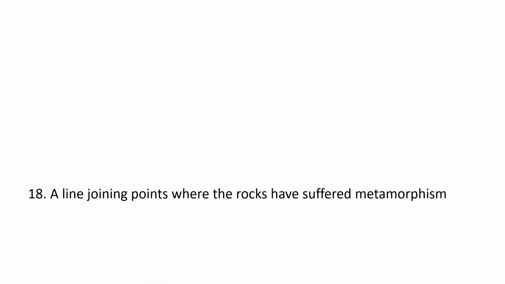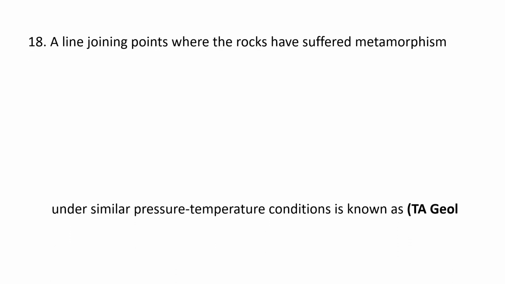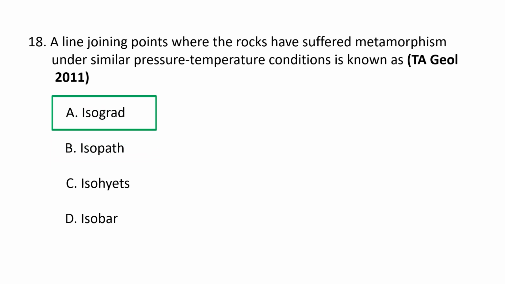Next question. A line joining points where the rocks have suffered metamorphism under similar pressure-temperature conditions is known as A) Isograd, B) Isopath, C) Isohyets, and D) Isobar. A line joining the points where the rocks have suffered metamorphism under similar pressure-temperature conditions is known as isograd. An isograd is a line on a map that separates regions of different metamorphic grade. Isograds are used to study metamorphic rocks and reconstruct the tectonic history of a region.